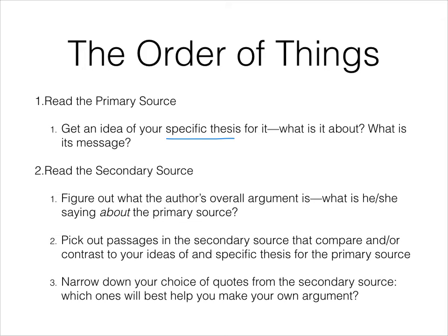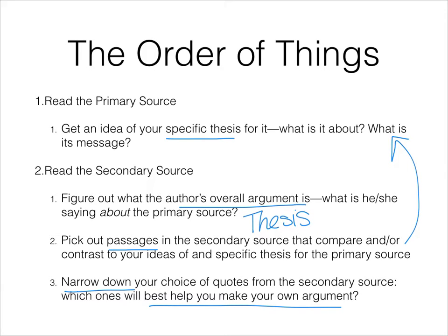Second is to read the secondary source, and that's where you figure out what the author's overall argument is. So what is he or she saying about the primary source? This is essentially identifying the author's thesis. Then you pick out passages from the secondary source that compare or contrast to your ideas and your specific thesis for the primary source. Then finally, you'll narrow down your choices so that you have the one or two or three, whatever your assignment may be, that best help you make your own argument. Which ones are the best points of comparison or the best points of contrast?